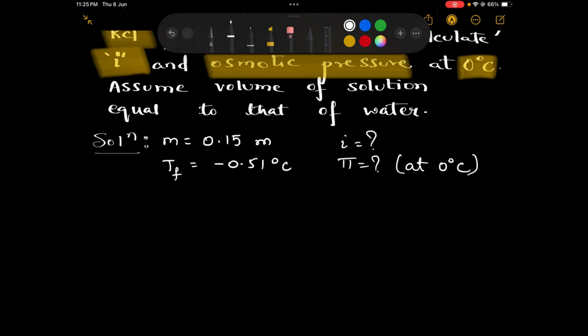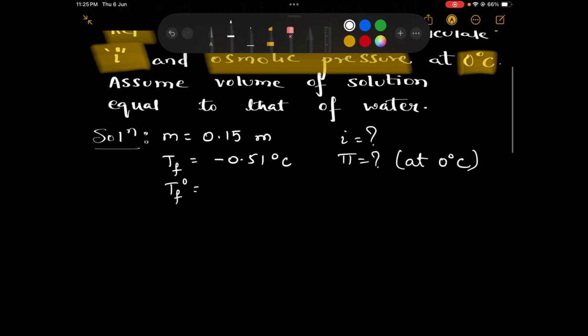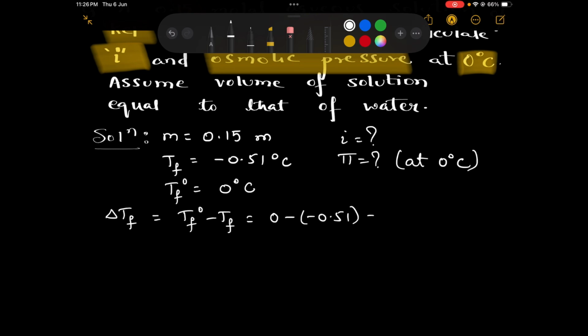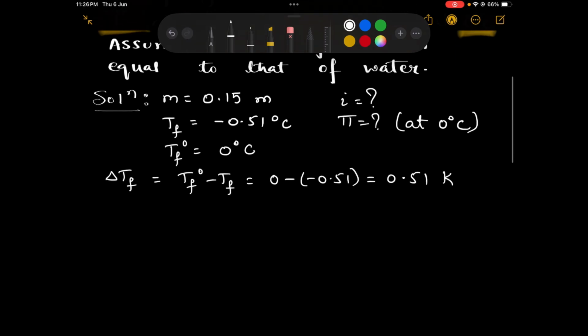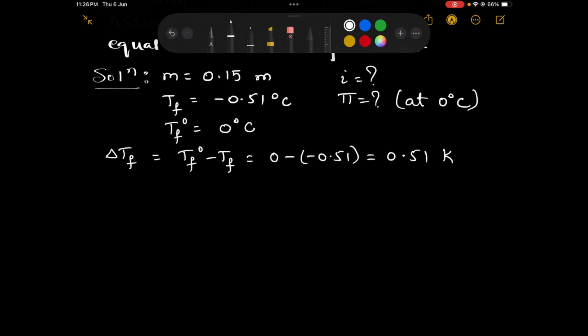The solvent is water and the freezing point of water, Tf naught, is 0 degree Celsius. So that we can find out delta Tf, which will be equal to Tf naught minus Tf, that is 0 minus of minus 0.51, that comes out to be 0.51. Here we can write either degree Celsius or Kelvin. Here I prefer to write Kelvin. Now since it's a difference, that is delta Tf, we can use both the units, degree Celsius as well as Kelvin.